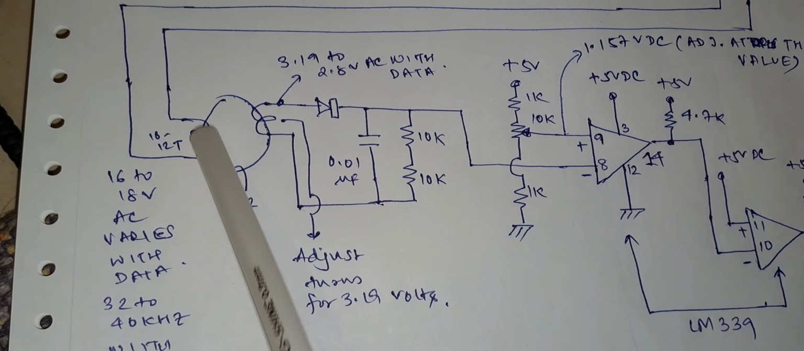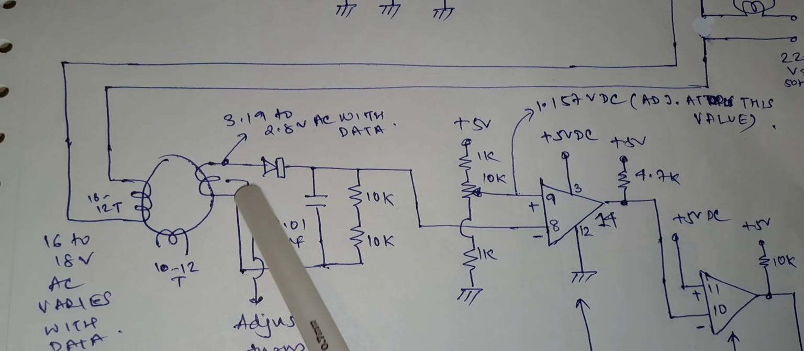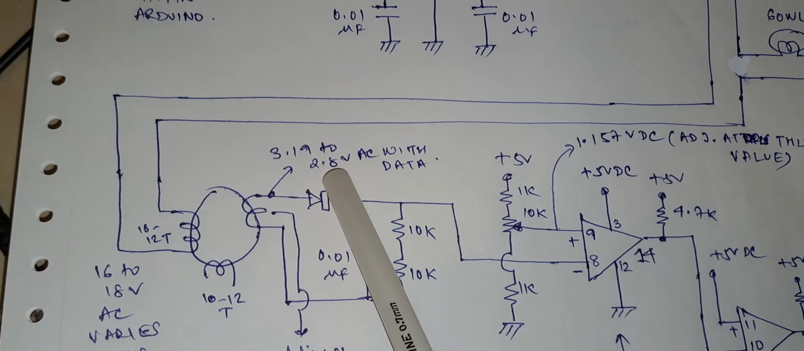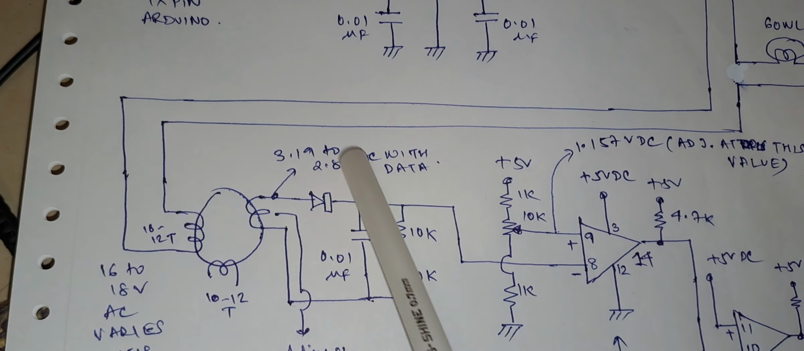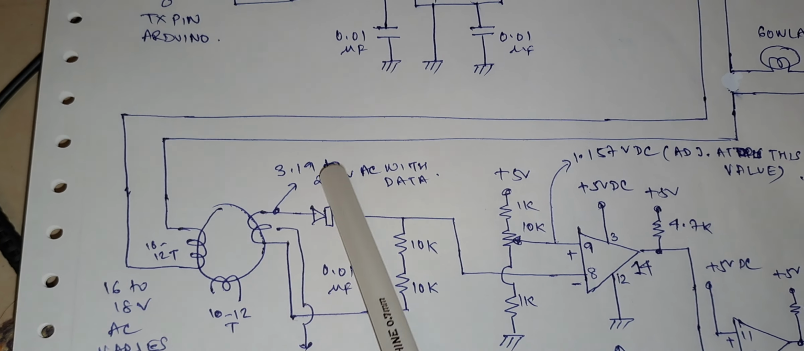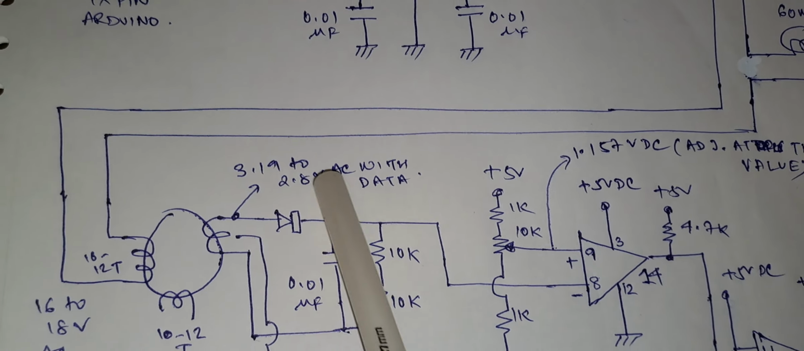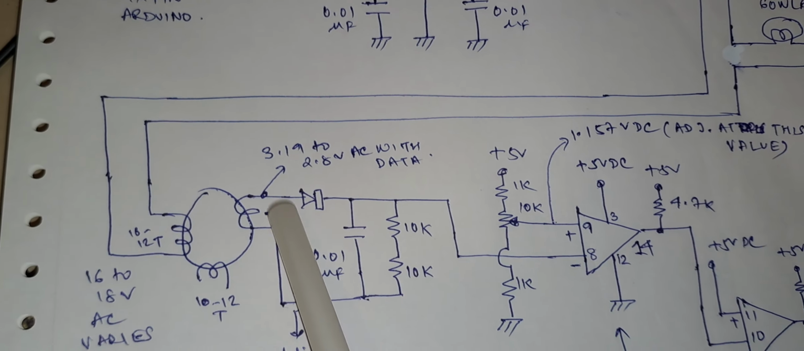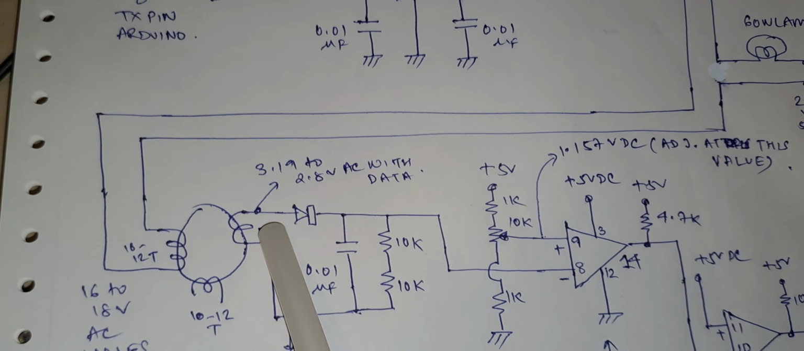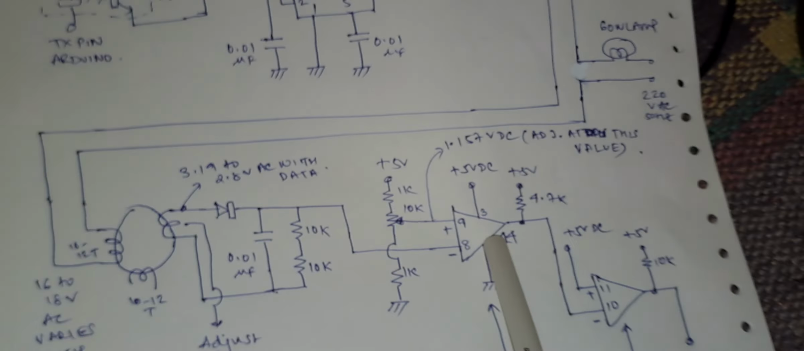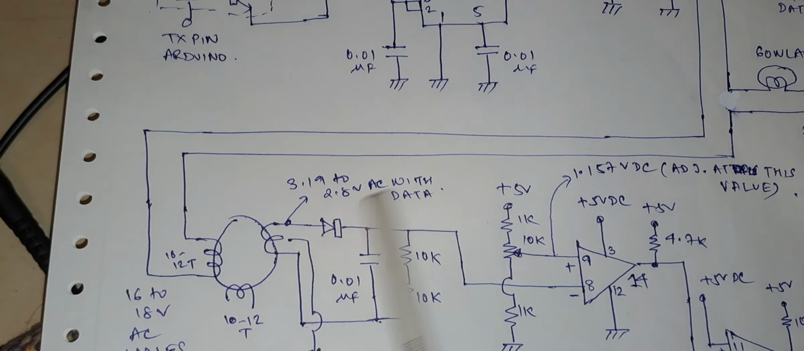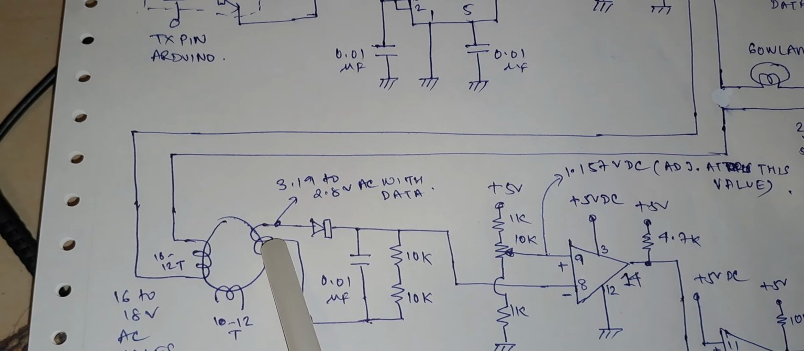It will vary with the data, and the output of this transformer, at this point, has to be 3.9 volts to 2.8 volts AC. Here 16 to 18 volts AC, here 3.9 to 2.8 volts AC. This voltage is very important, because if it is higher than 5 volts or nearly equal to 5 volts, this might damage this comparator. I have experienced this before. So please ensure this voltage is quite low, somewhere near 3.5 volts is better.